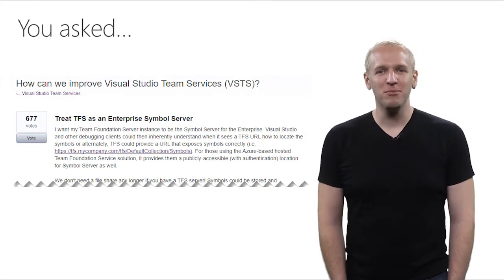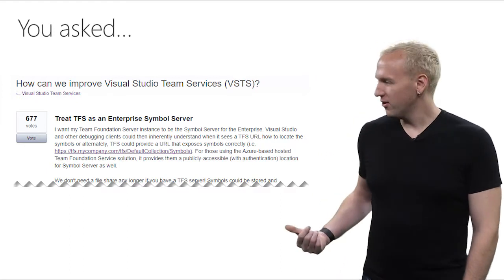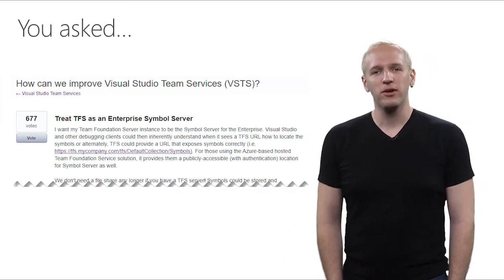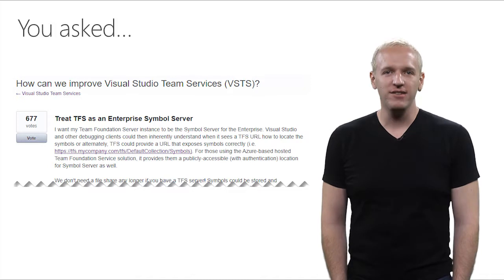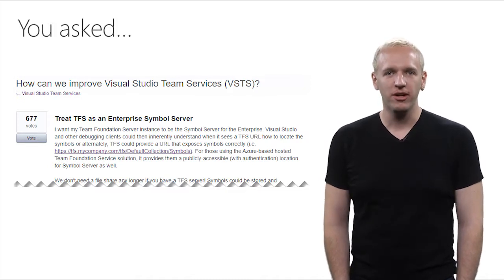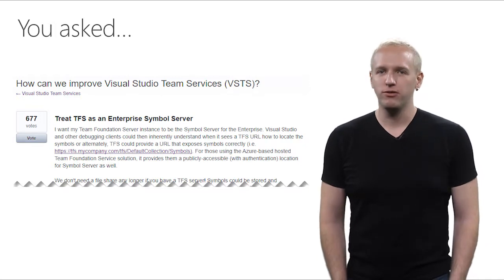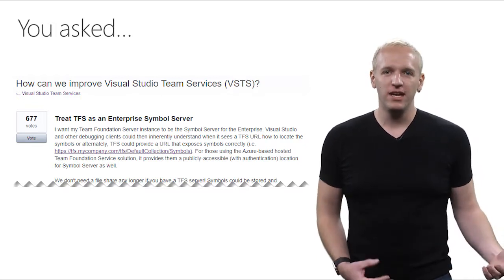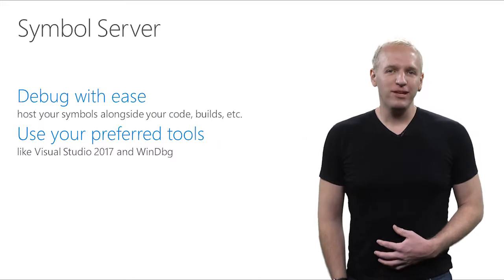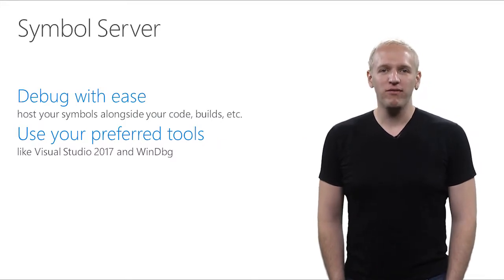Now, let's talk about symbols. Many of you, 677 of you, according to our user voice, have asked for VSTS and TFS to act as a symbol server, so you can enable teams across your organization to easily debug code, especially code in native languages like C and C++. And I'm pleased to announce that we heard your ask, and we've added a symbol server to VSTS.